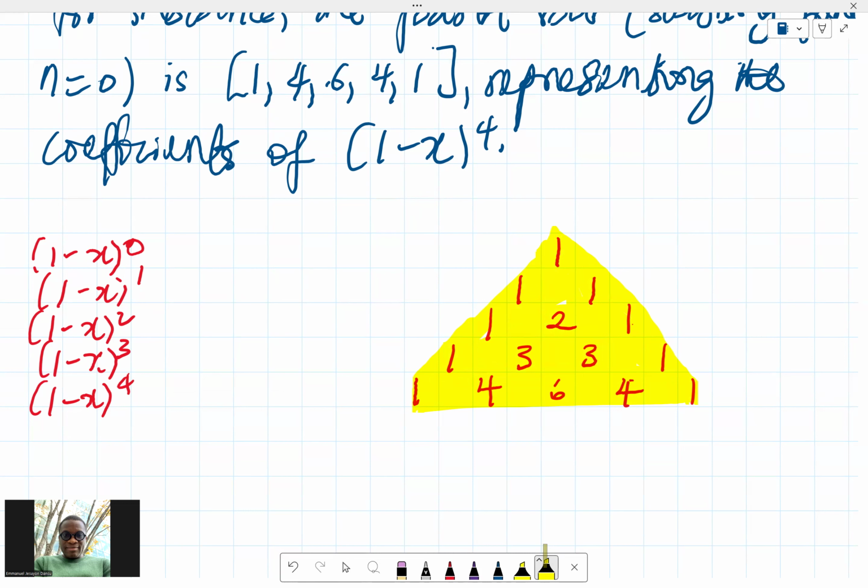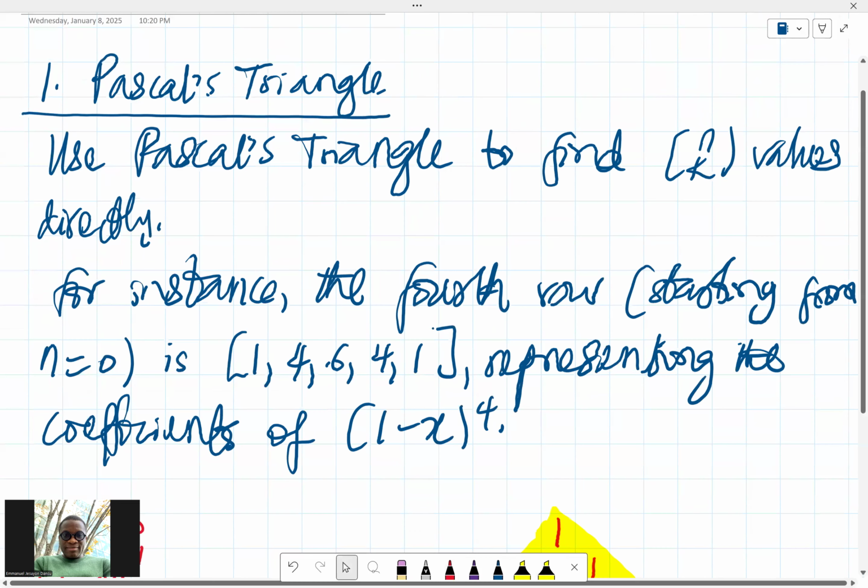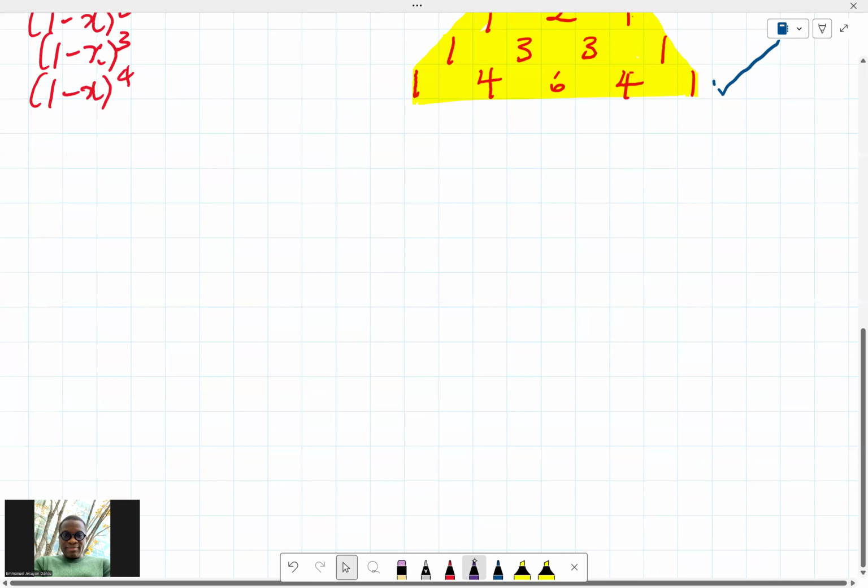So what we referred to earlier is this line where you have 1 4 6 4 1. You can quickly do this to get your coefficients if the powers are very small. But it becomes a problem if the powers aren't that small, and that is where combination becomes really useful. Let's move to that.